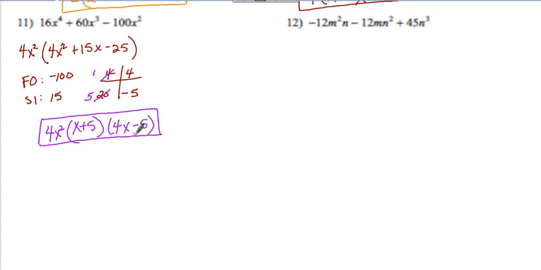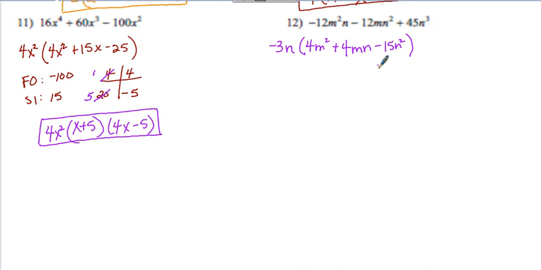Again, in number 12, we don't just have numbers that are common to all of these, we have letters as well. So let's factor out something that's common to all of them. I see a negative 3 common to all of them, and I also see an n common to all of them. This one's a little bit tricky. Let's see what happens here. 4m squared plus 4mn minus 15n squared. So this is an interesting one.